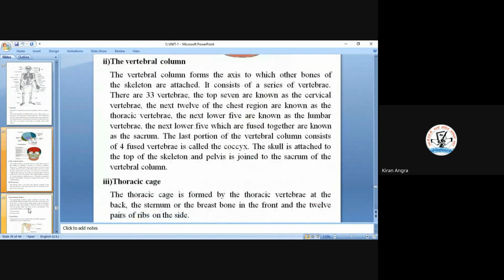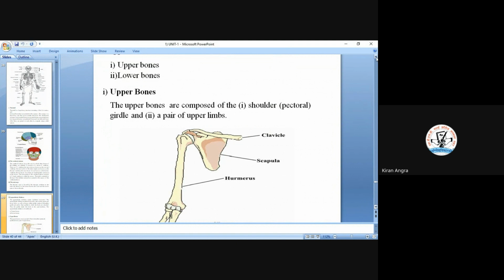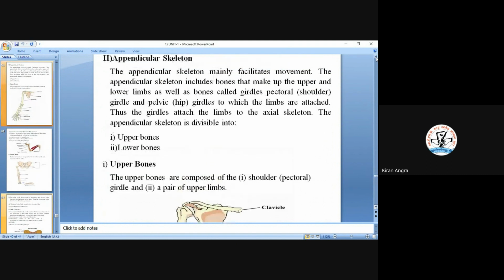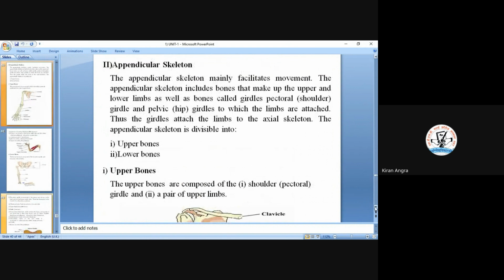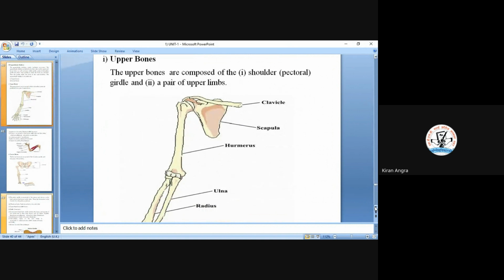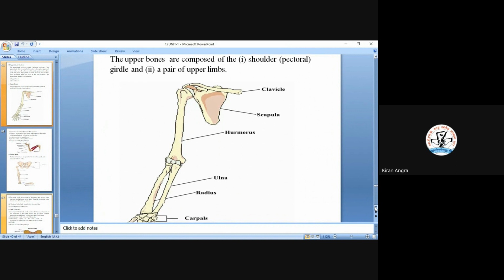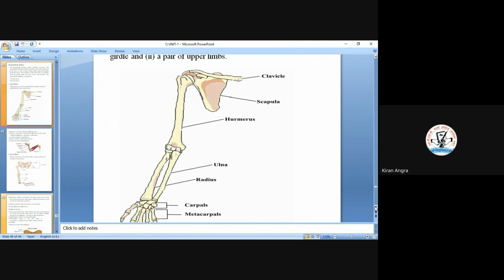So the appendicular skeleton includes bones that make up the upper and lower limbs, as well as the bones of the pectoral and pelvic girdles to which the limbs are attached. These girdles attach the limbs to the axial skeleton. The appendicular skeleton has upper bones and lower bones. You see that this is the upper bone. Upper bone means they are composed of shoulder girdle and the pair of upper limbs.